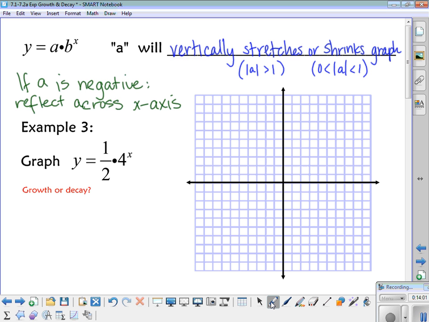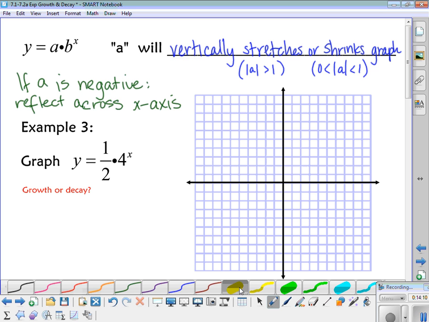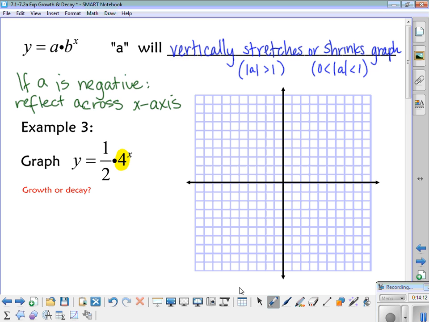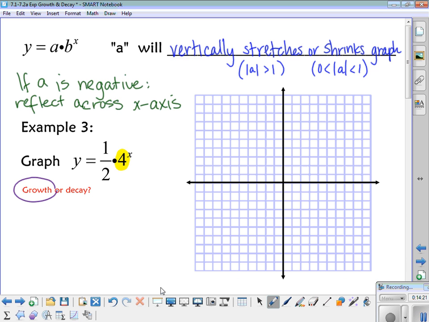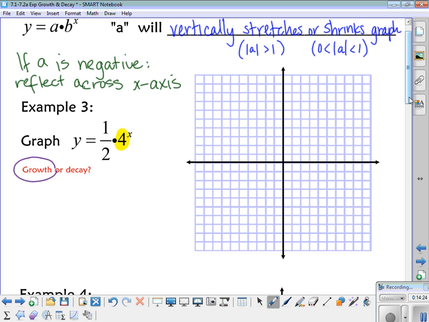Okay, which part determines if it's growth or decay, the a or the b? The b determines it. Remember, if the base is more than 1, then it is growth. So this one is a growth function. All right, so I'll make myself a little table here and we'll graph it. So I'll go ahead and do -2, -1, 0, 1, and 2.